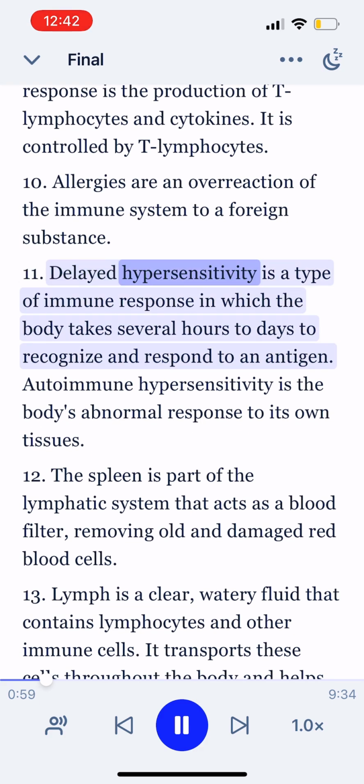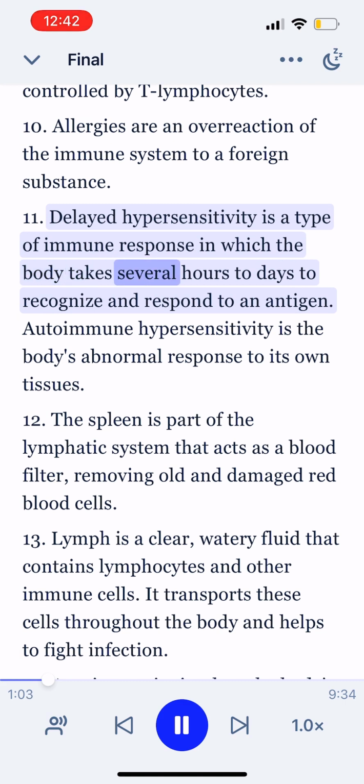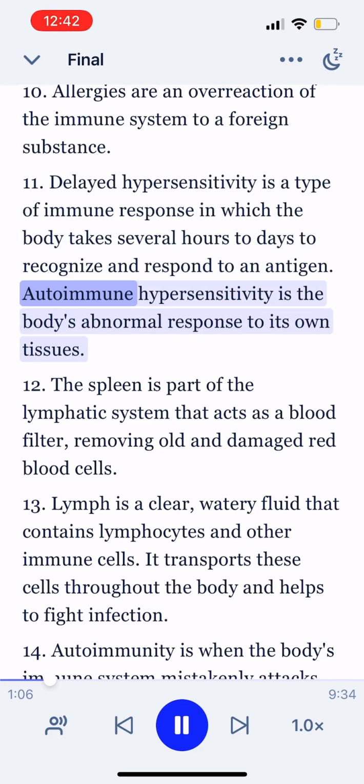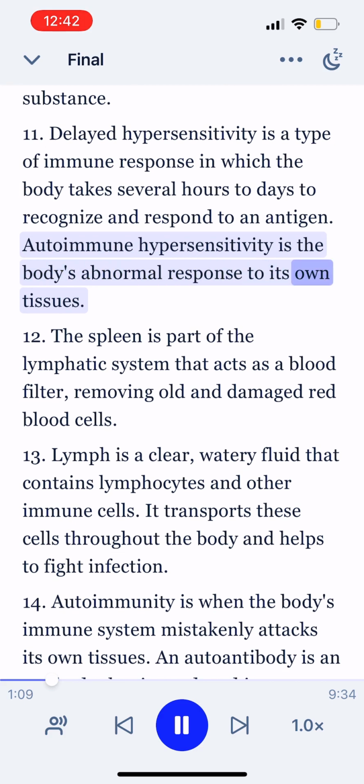11. Delayed hypersensitivity is a type of immune response in which the body takes several hours to days to recognize and respond to an antigen. Autoimmune hypersensitivity is the body's abnormal response to its own tissues.